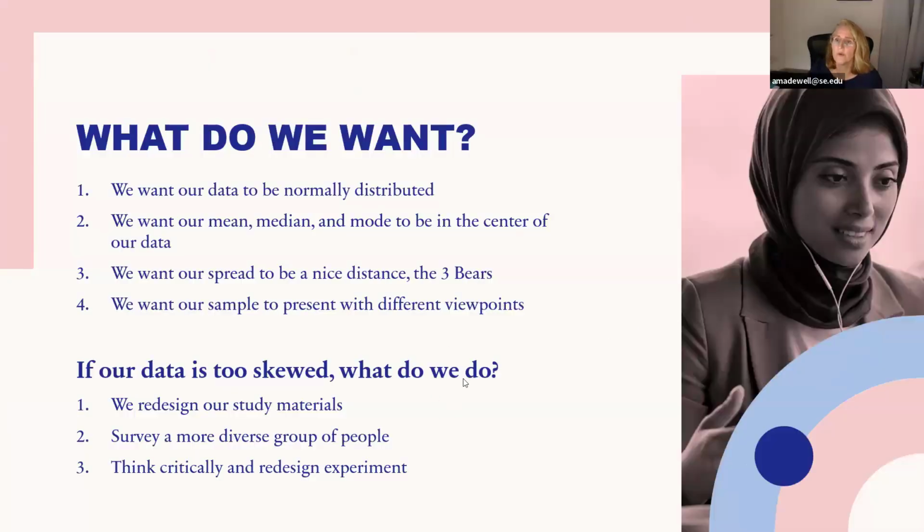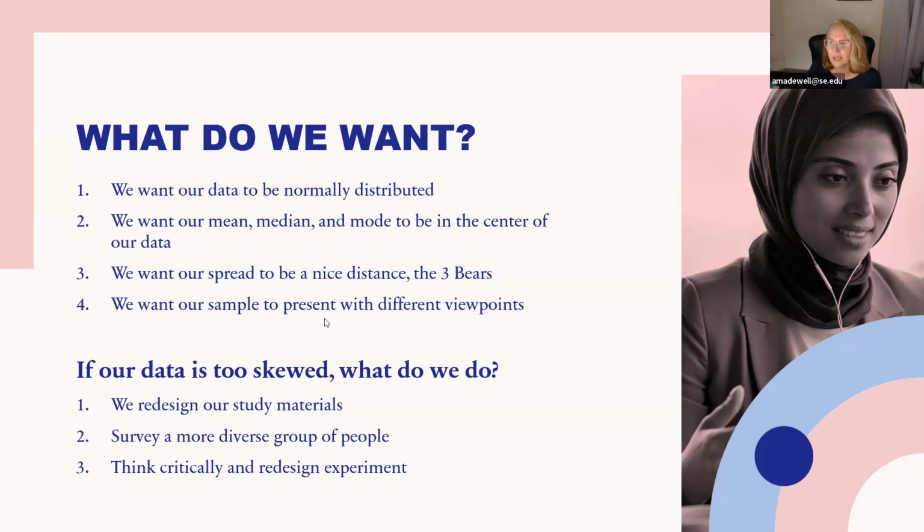What do we want when we graph our data? We want our data to be normally distributed. That means we want our mean, median, and mode to be in the center of our data. We want our spread to be a nice distance, not too narrow, not too wide. We don't want it leptokurtic and we don't want it too platykurtic. Think of the story of the three bears. How do we want our data? Just right.